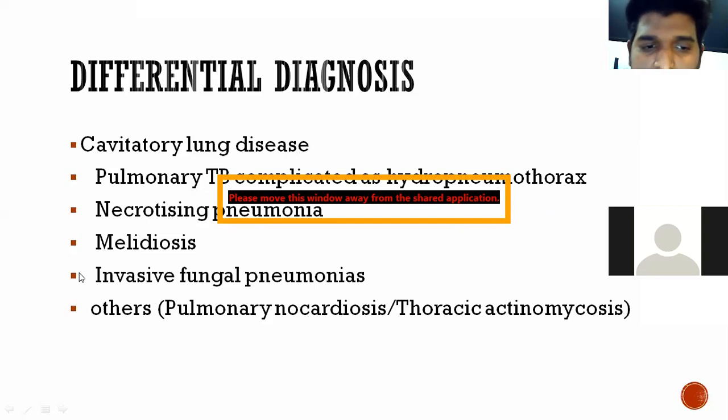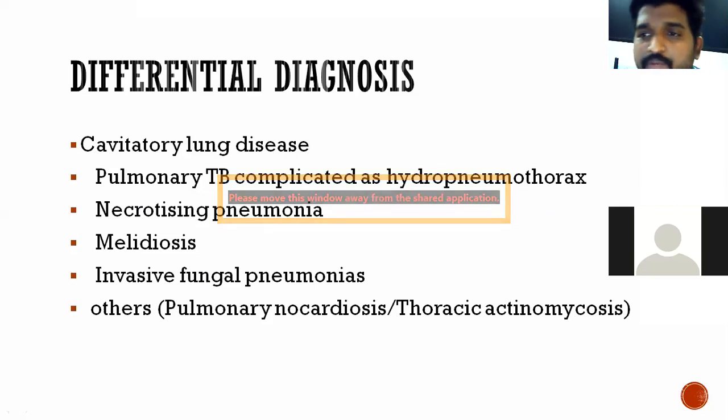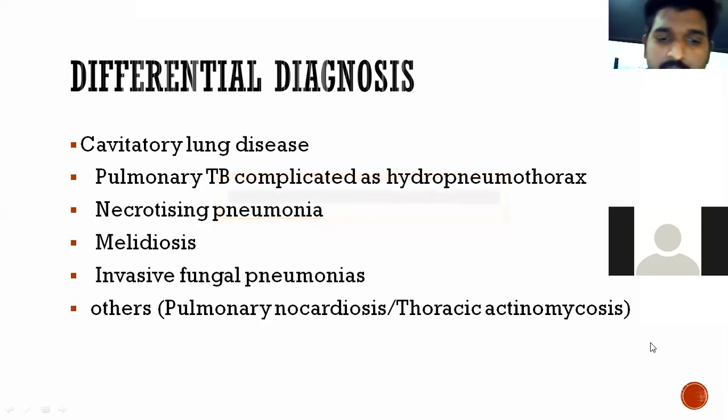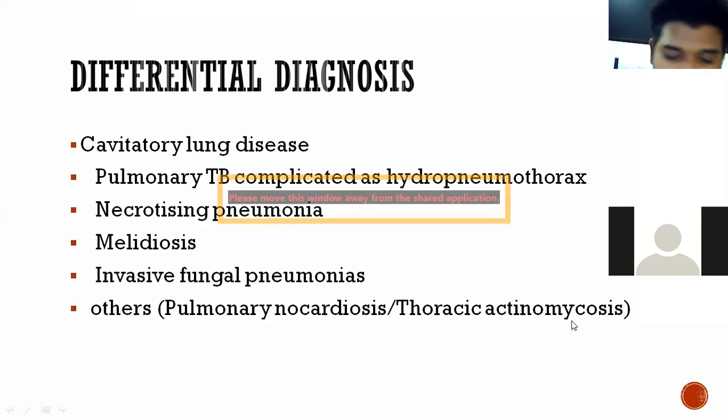Necrotizing pneumonia, melioidosis, and invasive fungal pneumonia are other possibilities. Invasive fungal pneumonia may be in the form of invasive aspergillosis or invasive mucormycosis. Both can present like a cavitary lung disease. Others, like nocardiosis and thoracic actinomycosis, we kept as a differential diagnosis for this case.